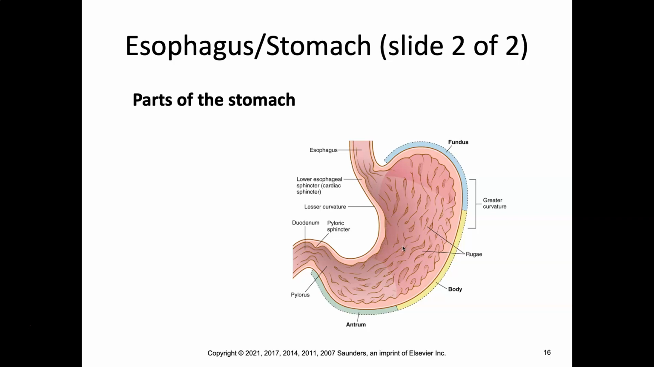So you can just take a look and see. You can see at the top the esophagus, and you can see as it's leaving, it's starting to head into the small intestine.